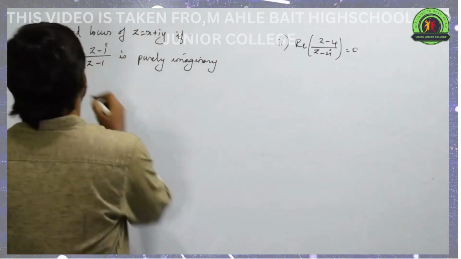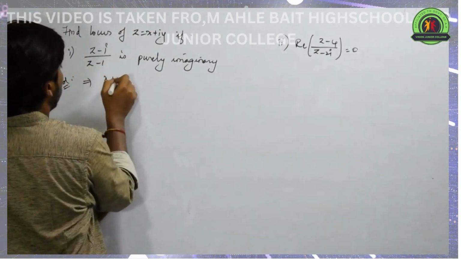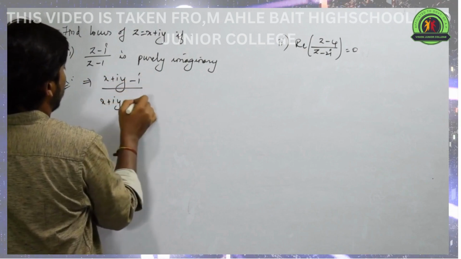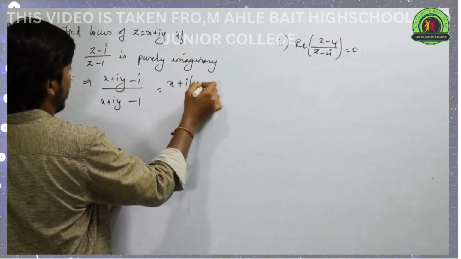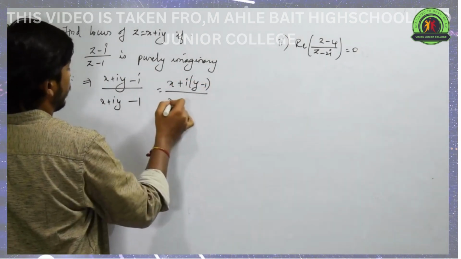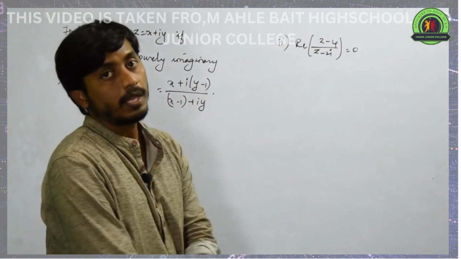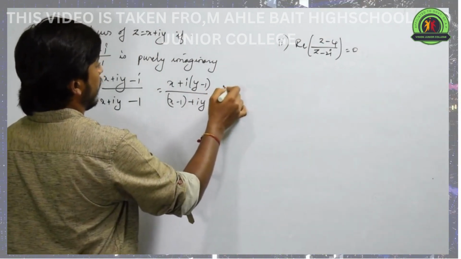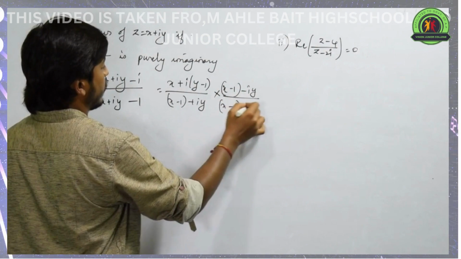See here, let us substitute z equal to x plus iy. What do we get? x plus iy minus i by x plus iy minus 1. We get it as x plus i into (y minus 1) divided by (x minus 1) plus iy. Okay. Now, let us rationalize. So, we will get it as x minus 1 minus iy divided by x minus 1 minus iy.